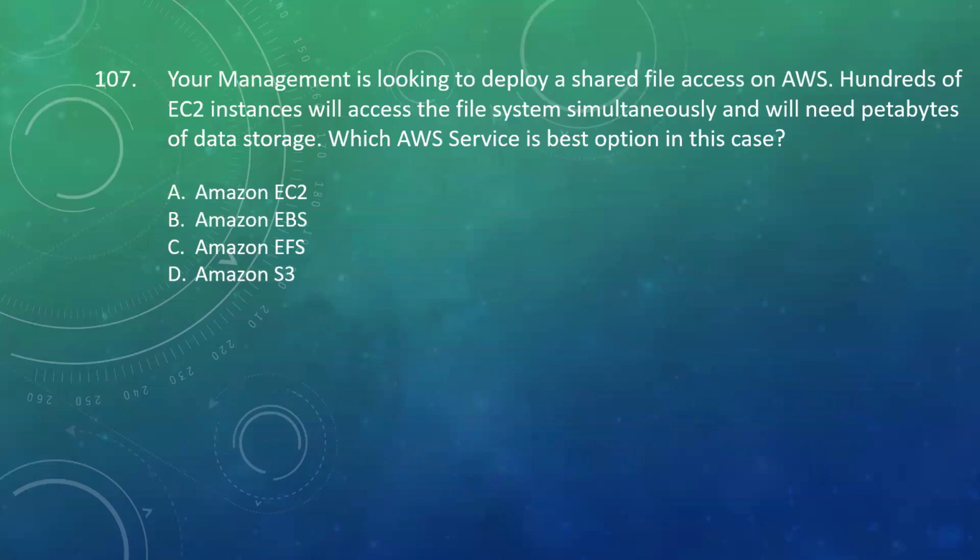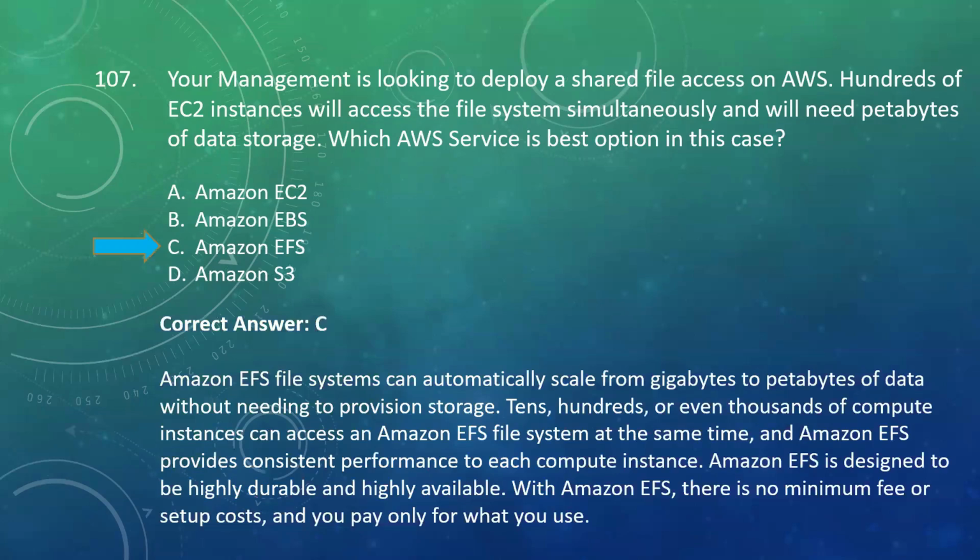Your management is looking to deploy a shared file access on AWS. Hundreds of EC2 instances will access the file system simultaneously and will need petabytes of data storage. Which AWS service is the best option in this case? Your options are Amazon EC2, Amazon EBS, Amazon EFS, Amazon S3. So the right answer is option C, Amazon EFS.